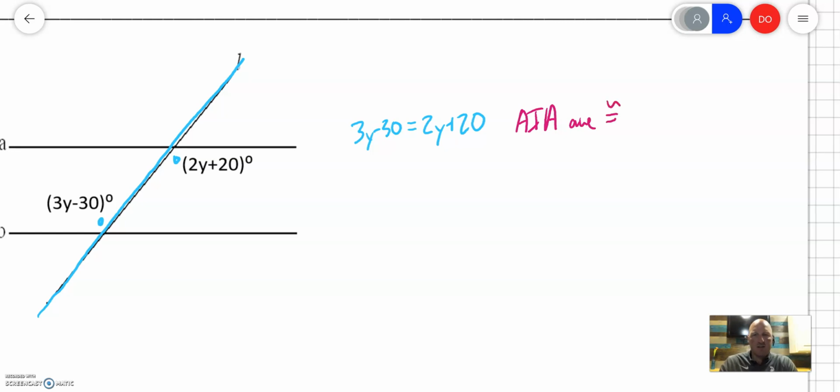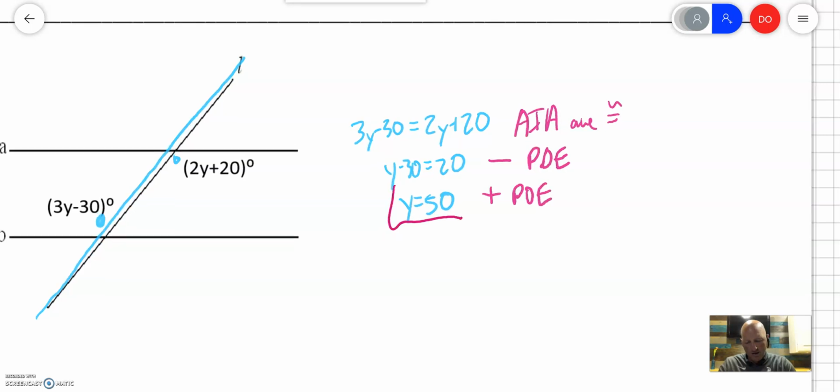Then I start to solve. I subtract 2y from both sides. So y minus 30 equals 20. That was subtraction property of equality. And then I add 30 to both sides to get the y by itself, so y equals 50. And again, what did I do to both sides? I added, so that'd be the addition property of equality.